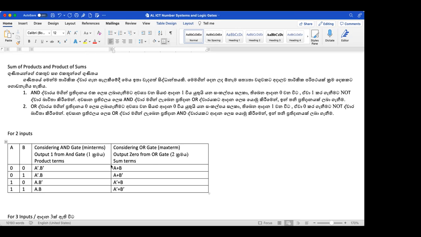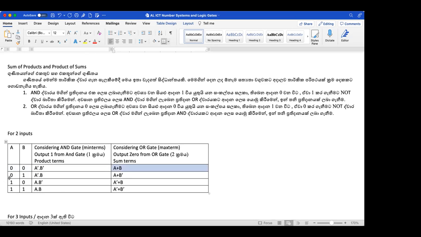Here we expect to obtain 0 from the OR gate. Need to obtain 0 from the OR gate. How to get 0 from the OR gate? Naturally, if both are 0, it's 0. So here A and B both are 0, so A or B is 0.